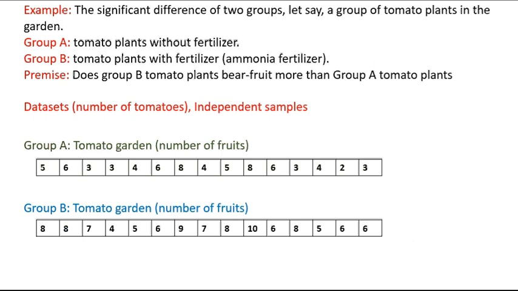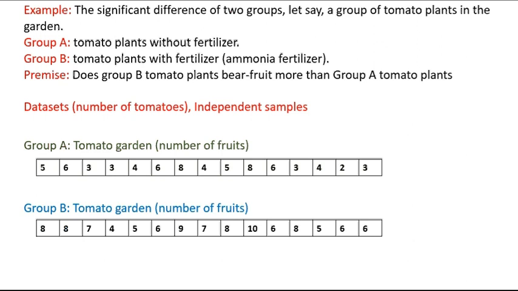In this data set, the values refer to the number of fruits. Group A and group B are both tomato gardens. The sample data from group A are 5, 6, and so on, and the sample data from group B are 8, 8, 7, 4, and so on. The values here are the number of fruits of each plant in the tomato garden.